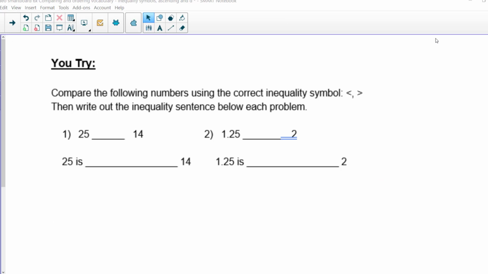Now it's your turn to try. Go ahead and press pause and solve these problems on your paper. Solve all of them first. Then when you're finished, press play and the quiz questions will pop up. So go ahead and press pause.